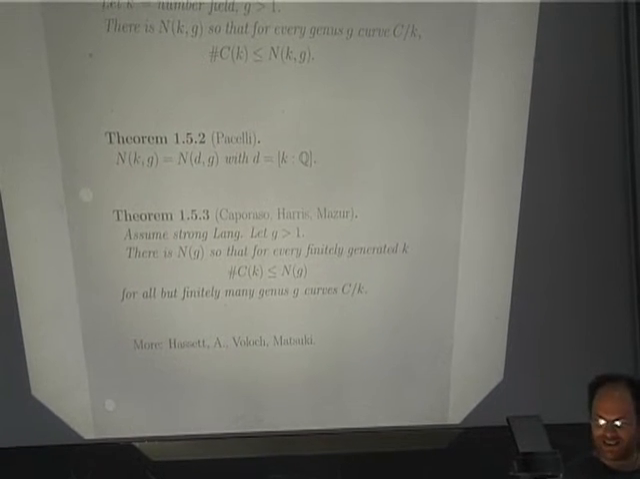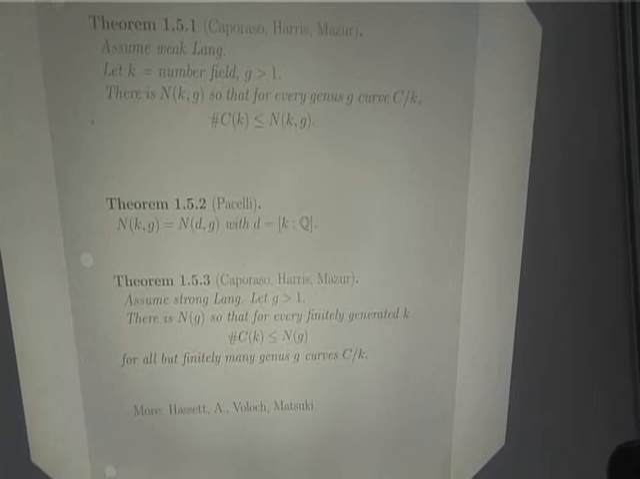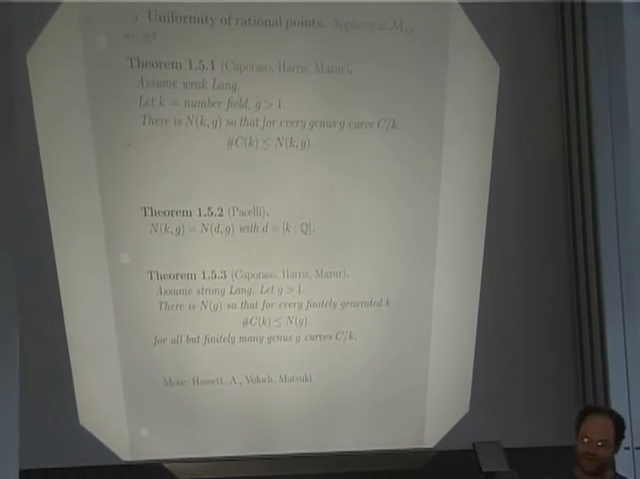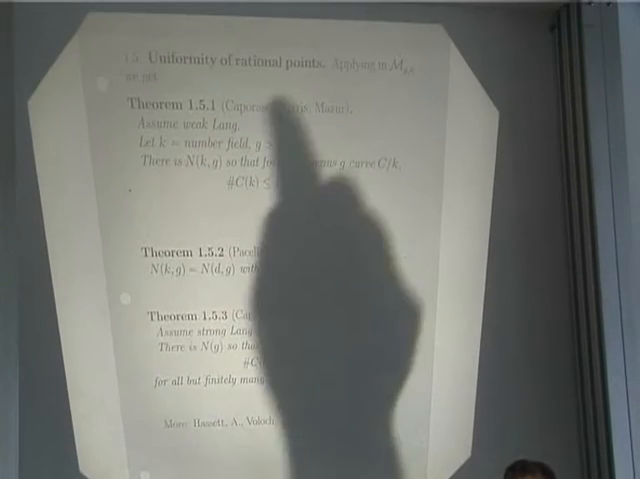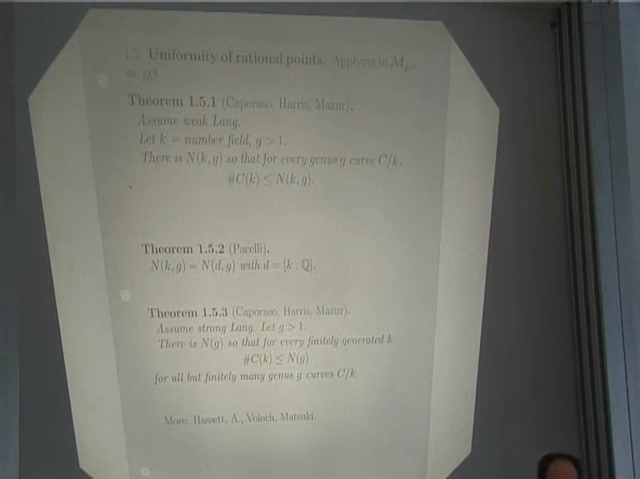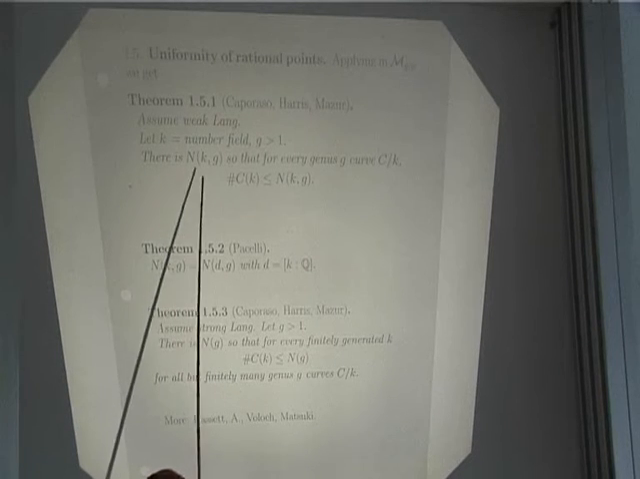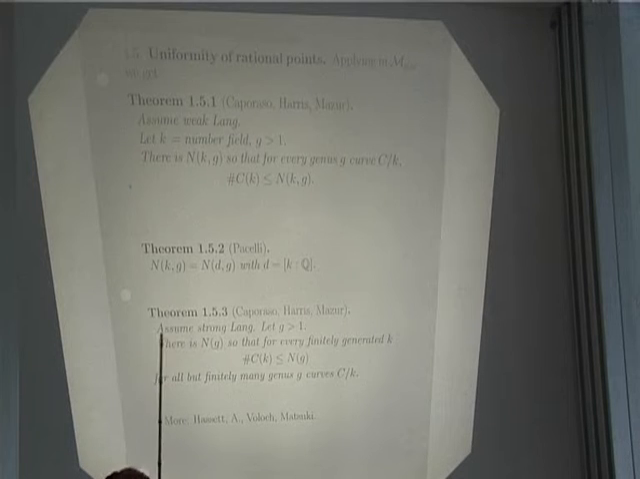One judiciously chosen variety is the moduli space of curves or curves with a number of points on them. And if you apply it carefully, you get the following theorem, which is due to Caporaso, Harris, and Mazur. The theorem says that if the weak Lang conjecture holds, and if you have a number field K, and you fix a genus of curves bigger than 1, then there's a uniform bound on the number of points on all curves over that same number field of the same genus.